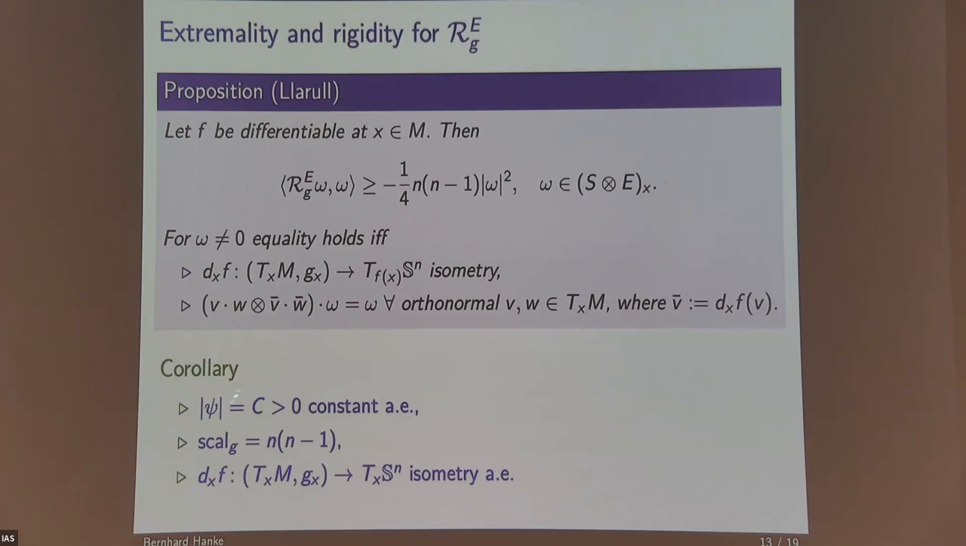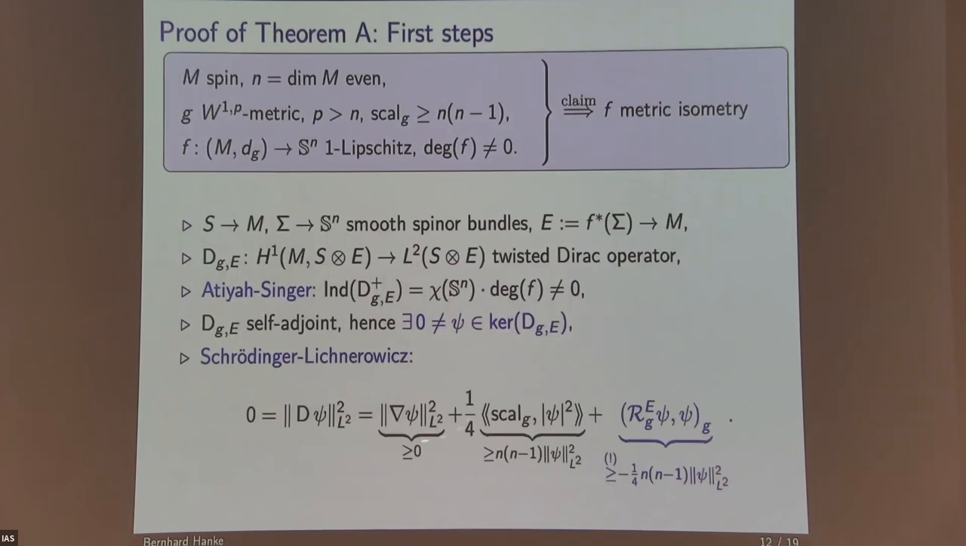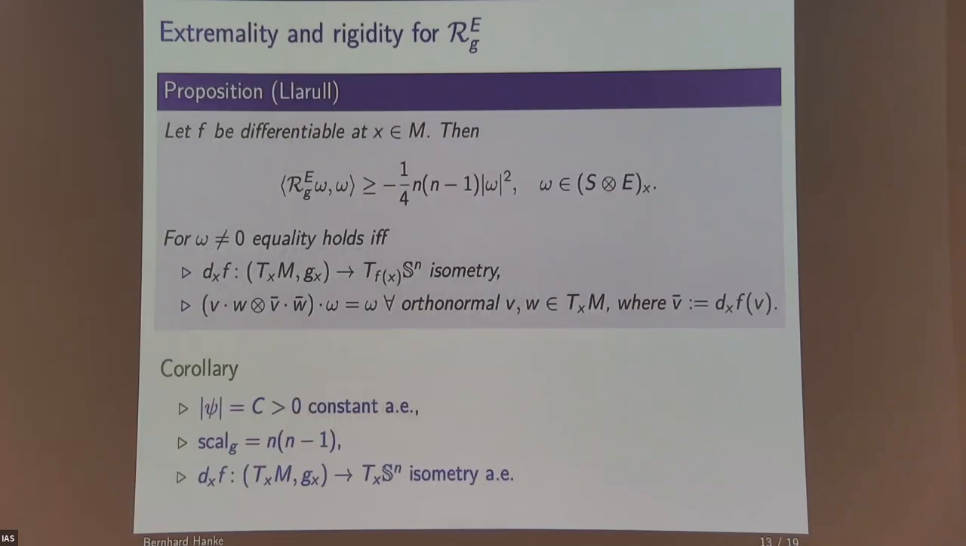So the norm of psi has to be constant, since, as we see here, this has to be zero, so the covariant derivative is zero. Then the scalar curvature has to be constant, n times (n minus one), in the distributional sense; this is the second term in the Lee-LeFloch formula. And in the last term, we see that the differential of F has to be an isometry almost everywhere. This is what we conclude at this point, using a combination of the Atiyah-Singer index theorem, which yields a harmonic spinor of low regularity, together with the integral Lee-LeFloch formula.